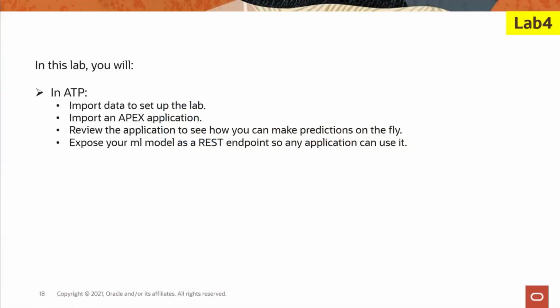Okay, now we are going to move to the next lab, lab 4. In this case, what we will do in ATP, autonomous transaction processing, is to import the data to set up this lab. Then we will import the APEX application from the file f100.sql. Then we will review the application to see how you can make predictions on the fly. Lastly, you will expose your machine learning model as a REST endpoint so that any other application can consume it.